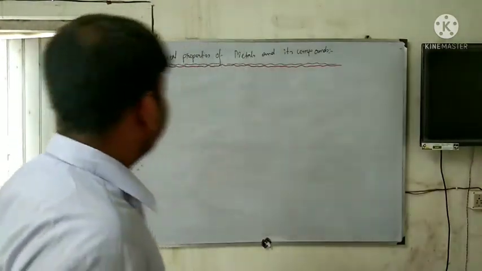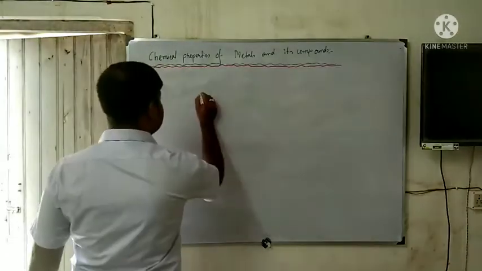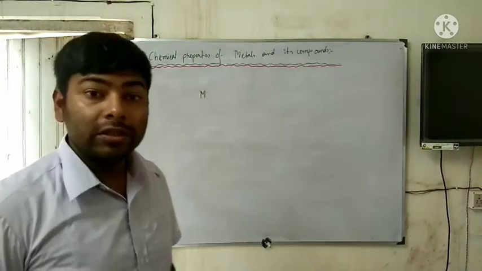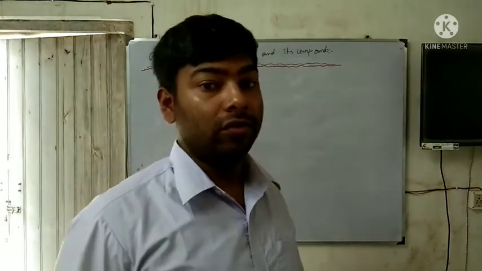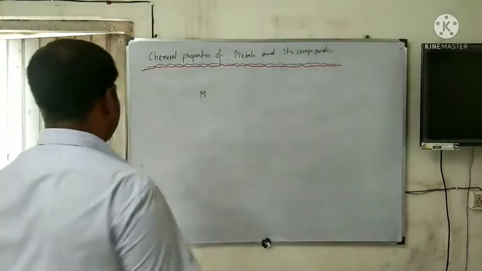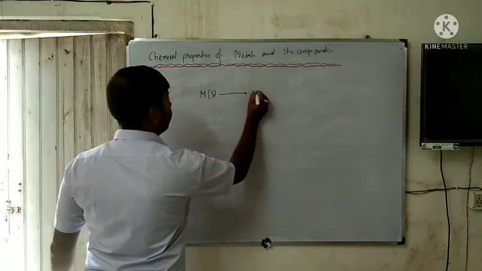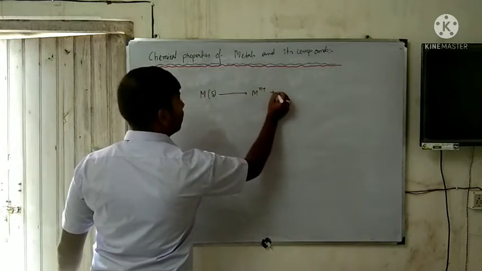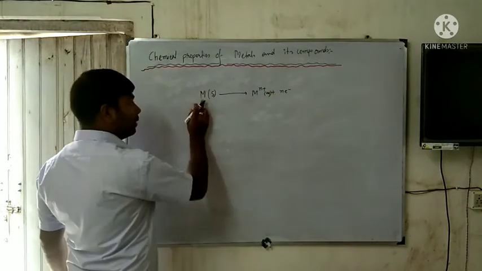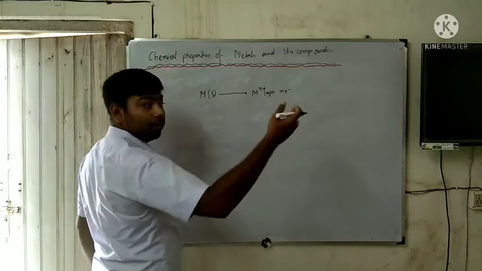So metal means what? Let's try to know. Metals are the elements which always want to donate electrons. So obviously we can say if it is a metal, it produces M^n+ plus n electrons. That means the metal will donate or lose some number of electrons.